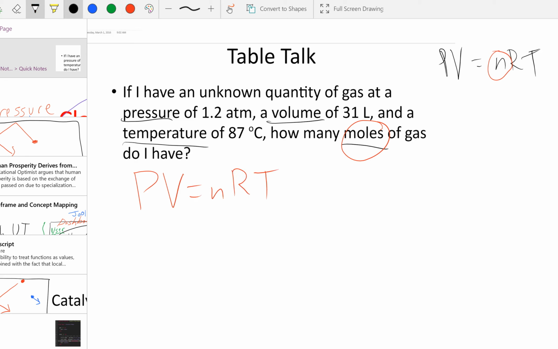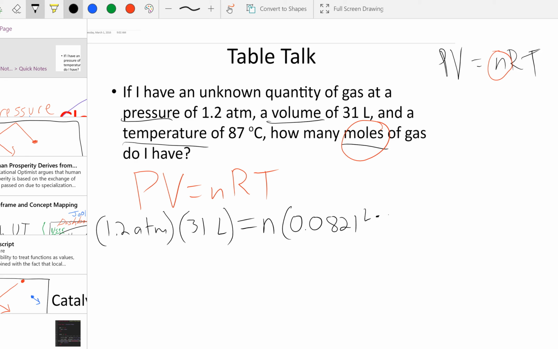I'm going to plug in P, which is 1.2 atmospheres. I'm gonna plug in V, which is 31 liters. Equals N, which I don't know. I'm gonna plug in R, the gas constant, which is always 0.0821 liters atm for every mole Kelvin. And then I have to plug in temperature.